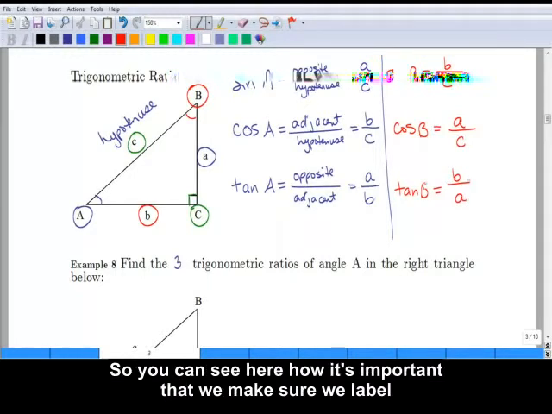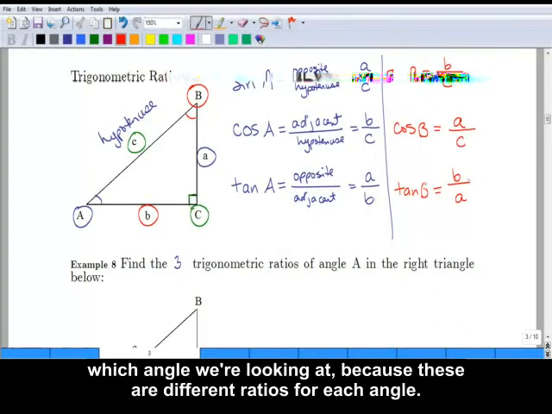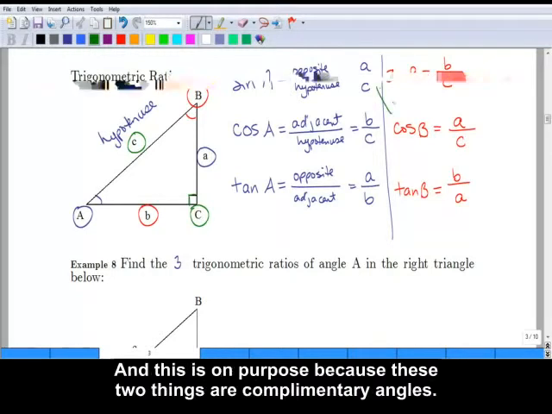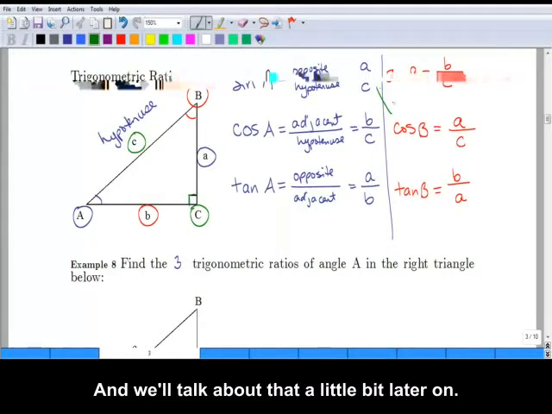So you can see here how it's important that we make sure we label which angle we're looking at, because these are different ratios for each angle. One thing you might have noticed is that sine of A is the same as cosine of B, and this is on purpose because these two are complementary angles, and we'll talk about that a little bit later on.